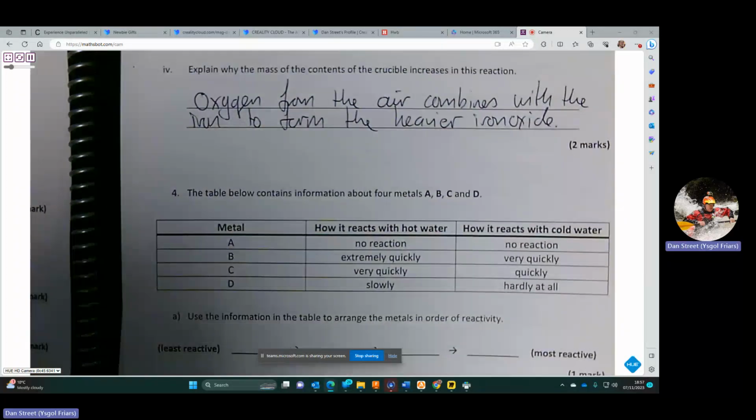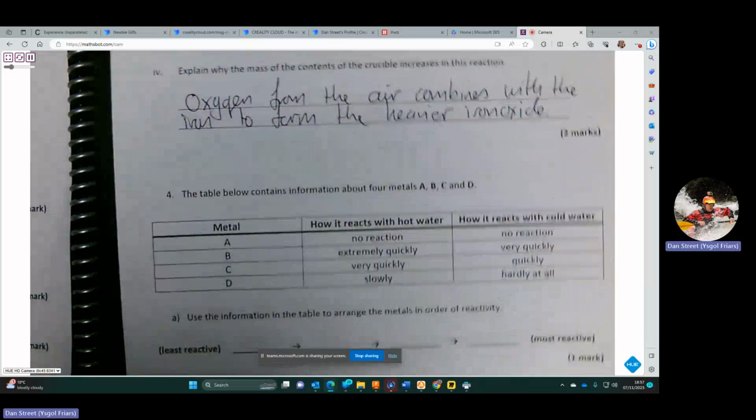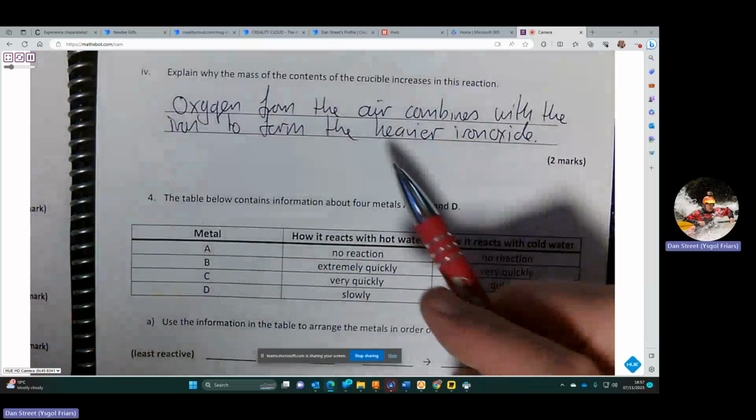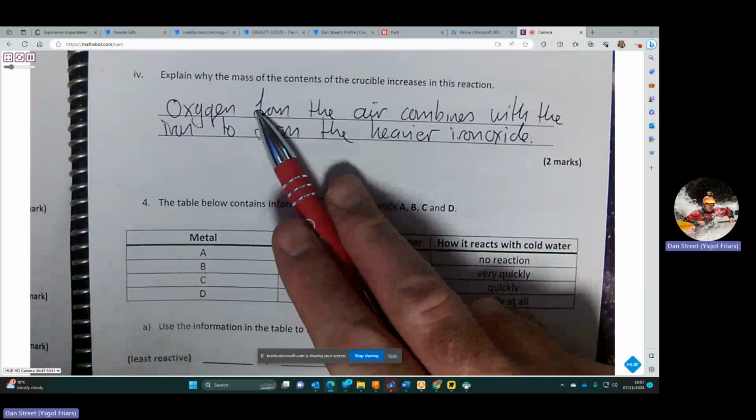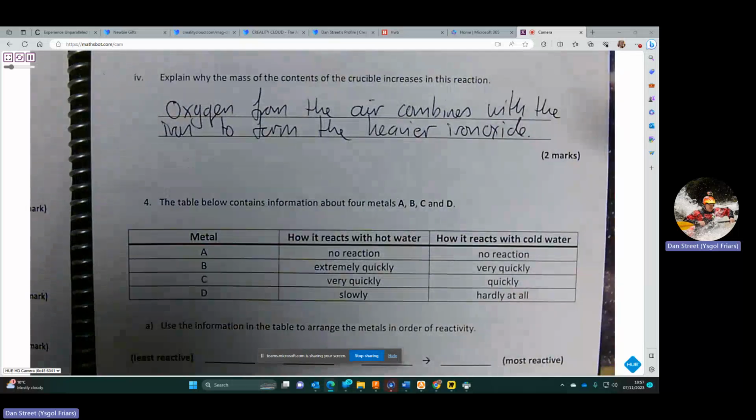Okay, so there's 2 marks for that question. So you need to make sure that you describe the reaction, the oxygen and the air, and that it becomes heavier. Okay.